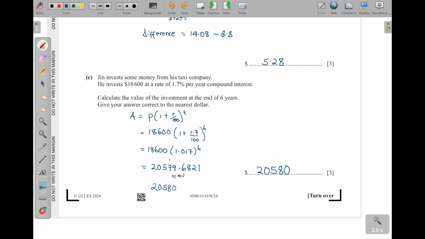Anything apart from this, if you write the answer to 2 decimal places, to 3 significant figures, you are going to get it wrong, because they have told you to give your answer correct to the nearest dollar. So this has been it for this first part of the paper.